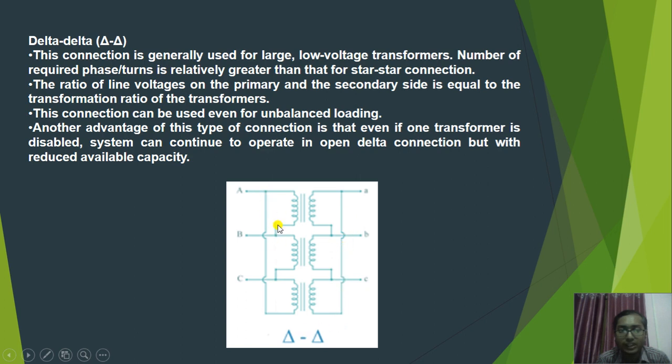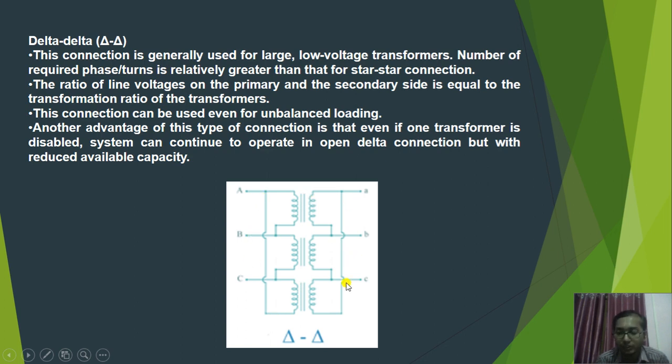So what happens in delta connection? In delta connection, the other end of the first coil is connected with the first end of the second coil. Similarly, the other end of the second coil is connected with the first end of the third coil. And the other end of the third coil is connected with the first end of the first coil. In this way we are getting a closed connection. So this is our delta connection.